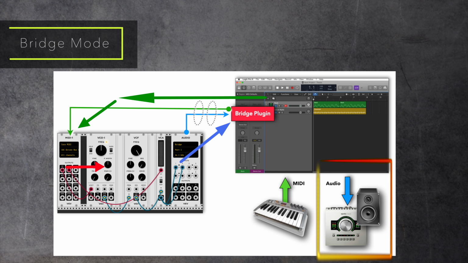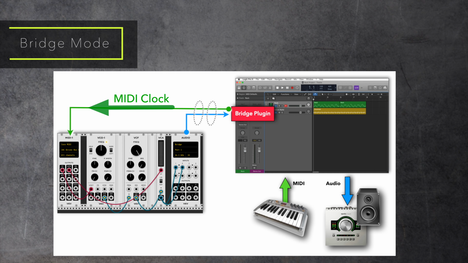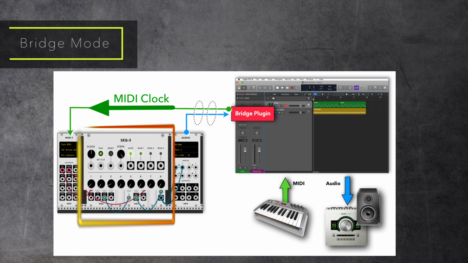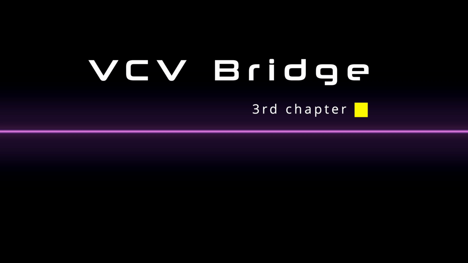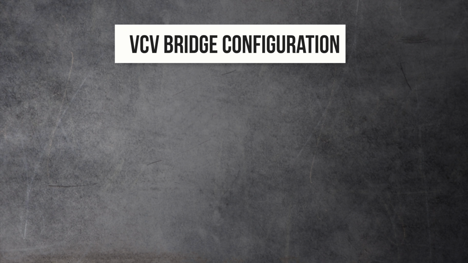Another advantage of the VCV Bridge plugin is that it can also send MIDI Clock to the Rack application to sync, for example, a sequencer module that is used in a VCV Rack patch. Now let me demonstrate how to set up the VCV Bridge mode when using it with Logic Pro 10. The configuration of the VCV Bridge plugin in Logic Pro 10 requires 3 steps.